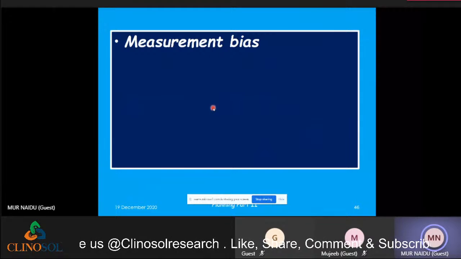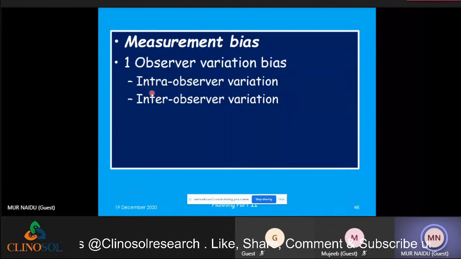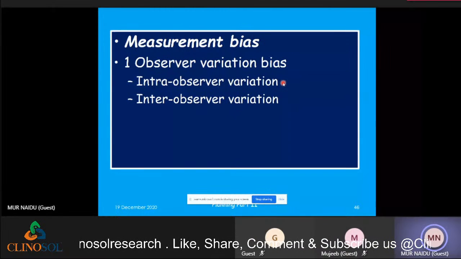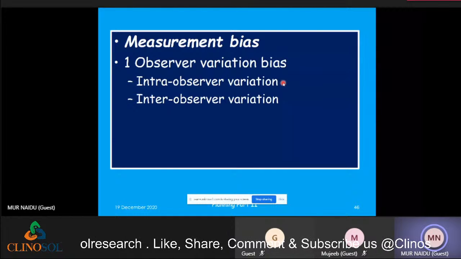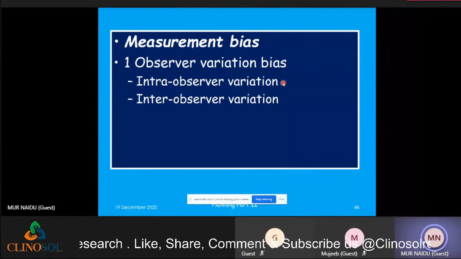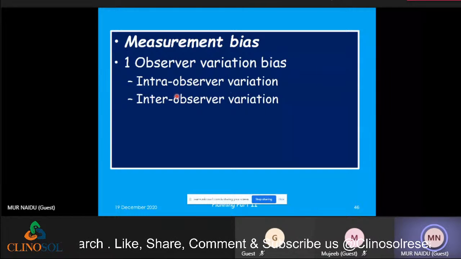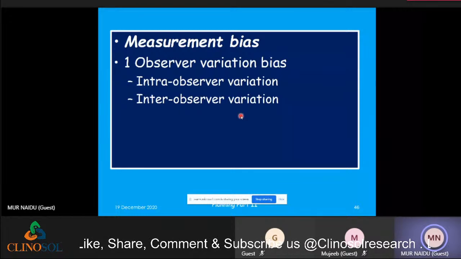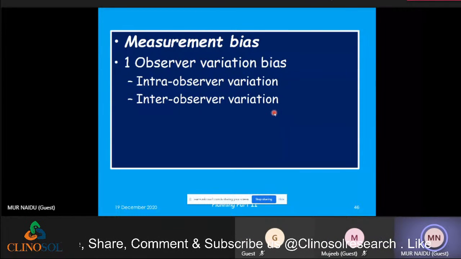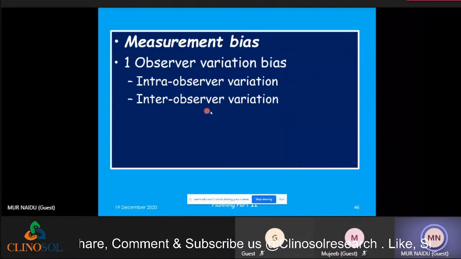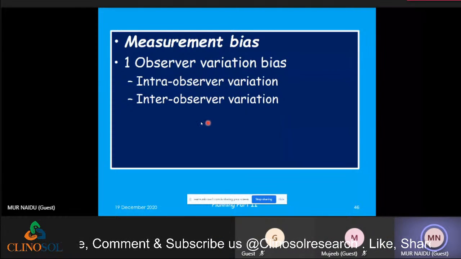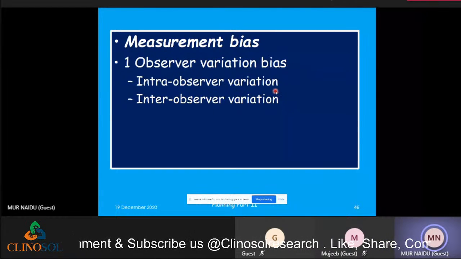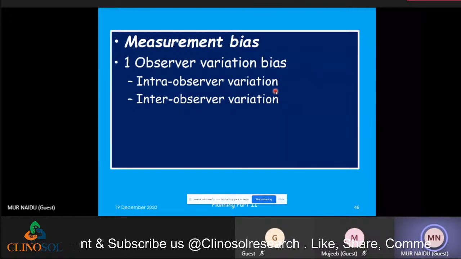Measurement bias: I want to tell you about the observer, inter-observer issue. The same individual today takes one reading and reports one thing, and the second time he reports something different. So intra-observer, every time he is telling a different result. Inter-observer, one person is giving one data and one technician is giving another data. These are the variations which come in the observation, usually very common in lab investigations.